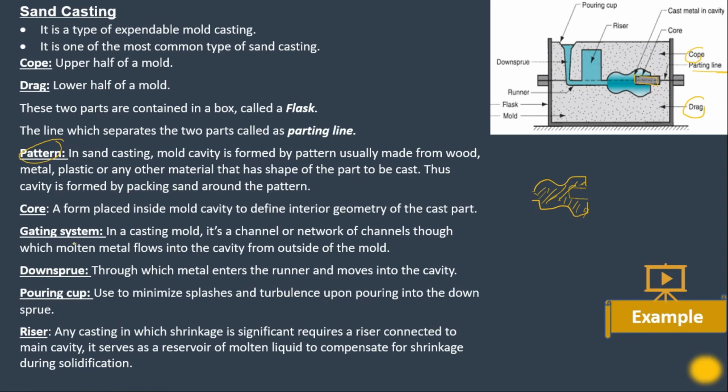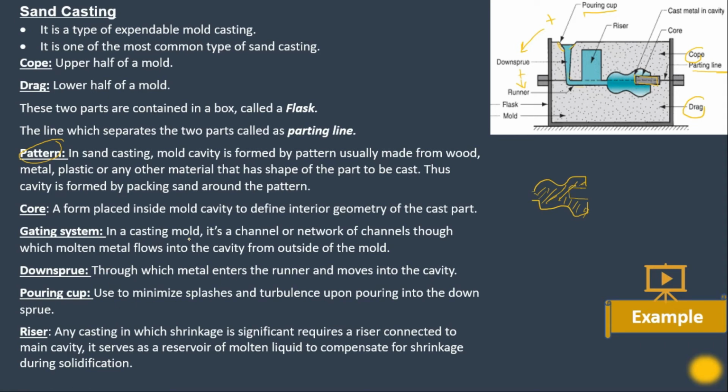Then we have the gating system. The gating system is a pathway for flow of the metal. The gating system includes the pouring cup plus down sprue plus runner. These all together make up the gating system. This is the pouring cup, this tapered one. This is the down sprue, the vertical one. And this is the runner, the horizontal one that is leading towards the mold cavity.